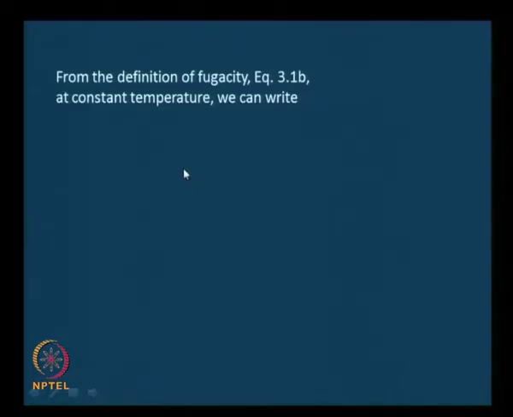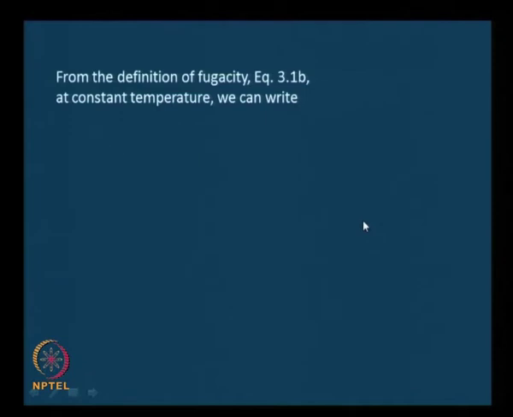Now, from the definition of fugacity, which is equation 3.1b earlier in this module, at constant temperature we can write d mu equals RT d ln f. This comes directly from the definition of the fugacity itself. This is equation 354. If you have some level of confusion, just go ahead and look back at equation 3.1b. This will become very clear.